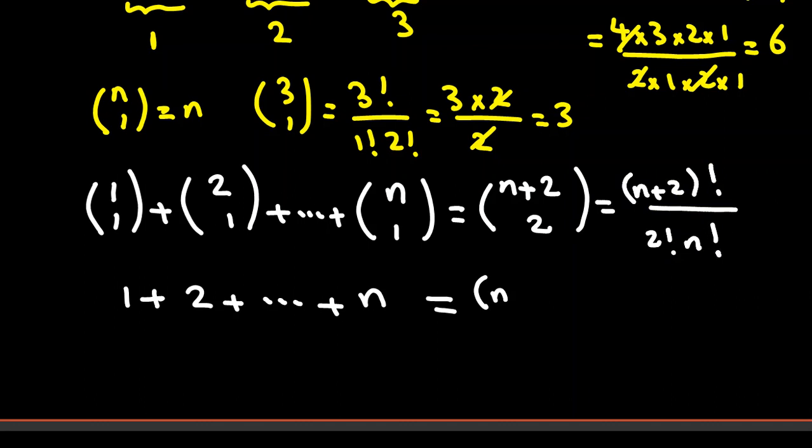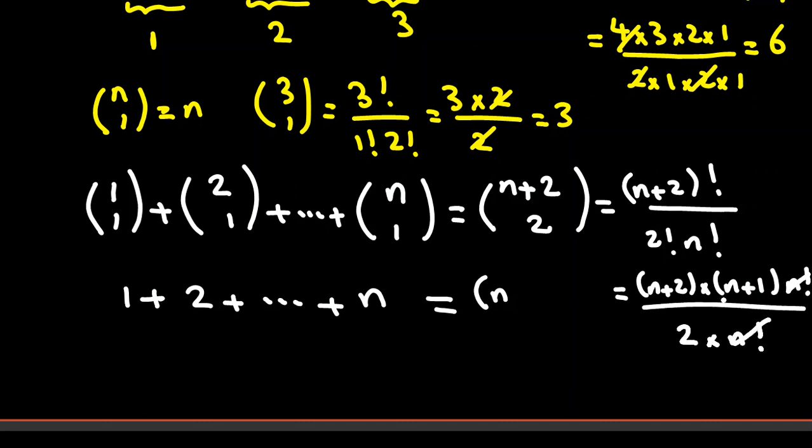If you write n factorial as 1 to n, and it is n plus 2 times the numerator, n plus 1 times n, and you can say n factorial. 2 factorial is 2 times n factorial. You can cancel, and it will be what? N plus 2 times n plus 1. Let me write it again. Oh, sorry. Here, instead of n plus 2, by the formula, it is n plus 1.